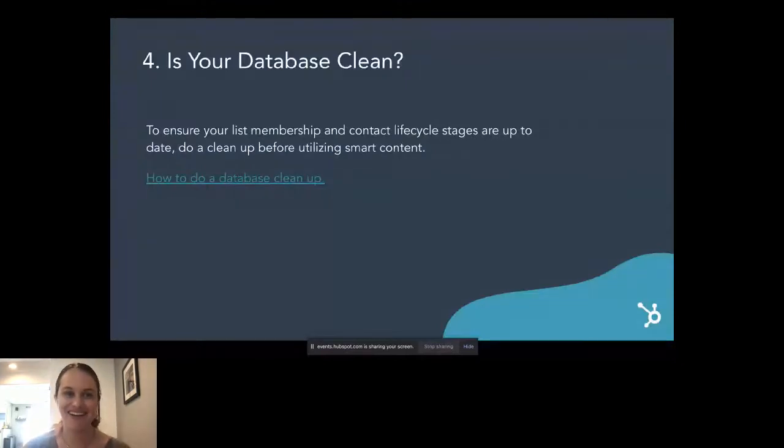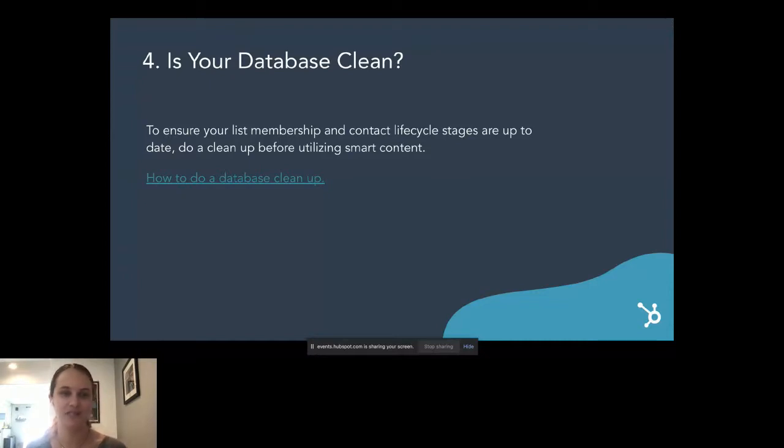And finally, a question that comes up quite frequently in my conversations with customers is: is your database clean? You really want to make sure that your list membership and contact lifecycle stages are up to date before you do smart content, and that's going to include those characteristics. You want to make sure that you, for instance, don't have a smart CTA, a smart call to action, that's going to be targeting a list that's old and has bad emails on it.